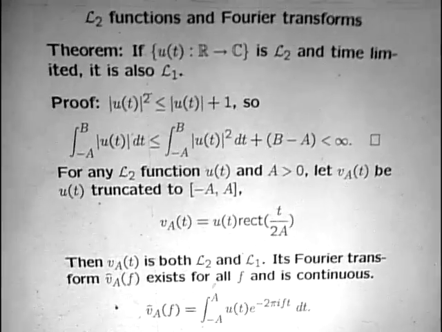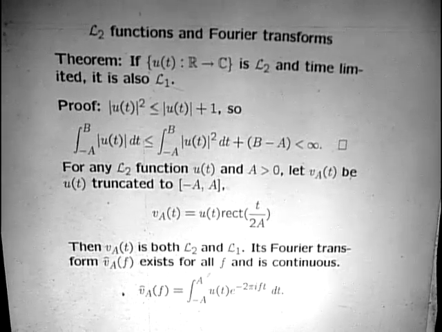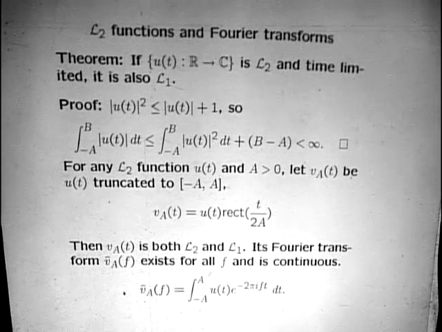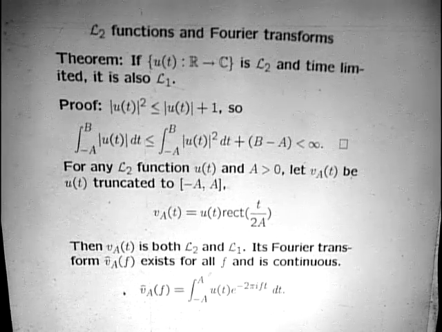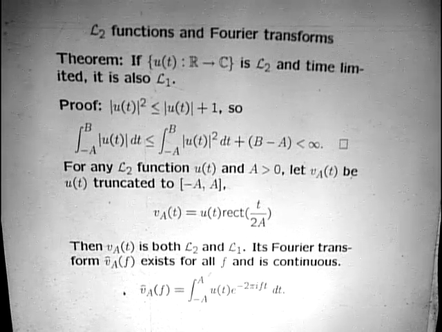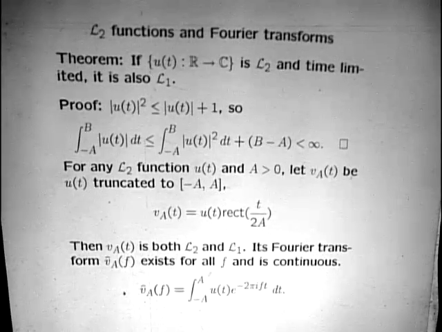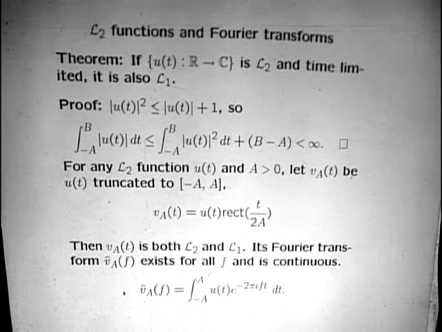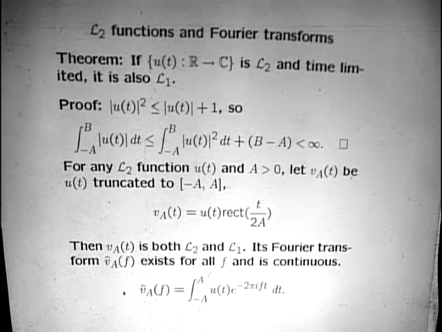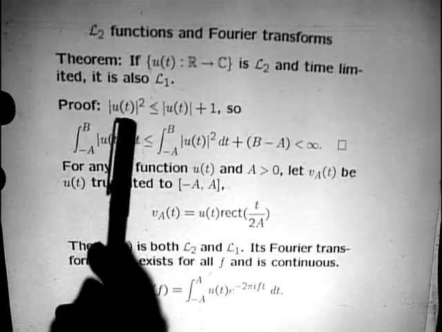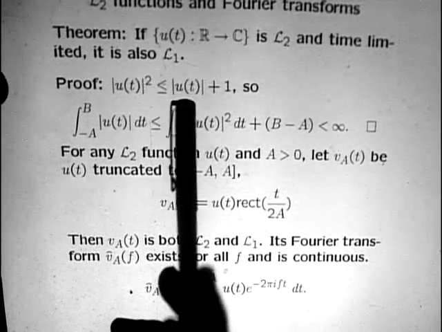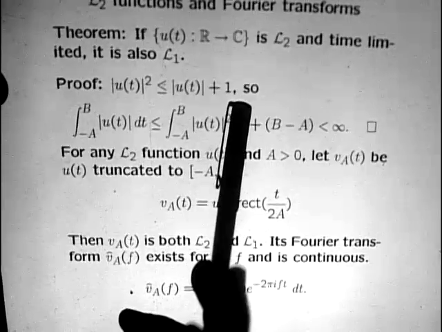Okay, so let's go on to Fourier transforms then. Interesting simple theorem. I think I stated this last time also. If a function is L2 and it's time limited, it's also L1. We've already found that if functions are L1, they have Fourier transforms that exist. The reason for this is that the magnitude squared of u of t, for any given t, has to be less than or equal to the magnitude of u of t plus 1.